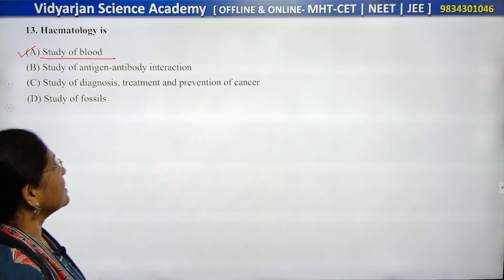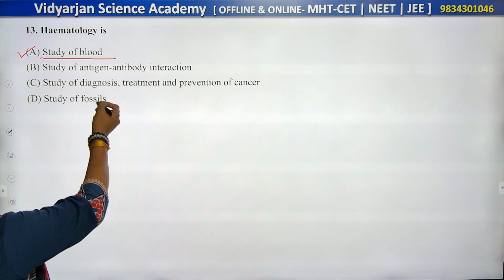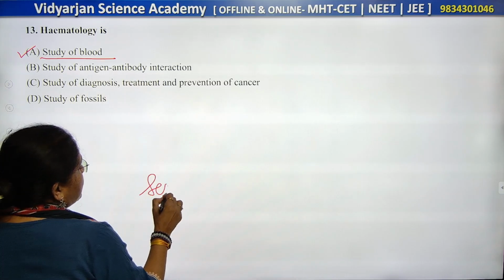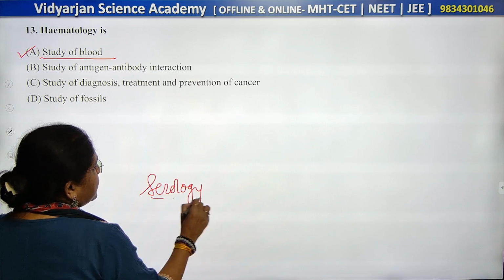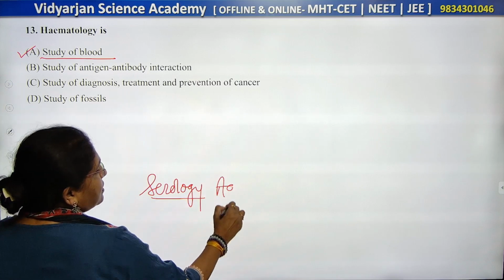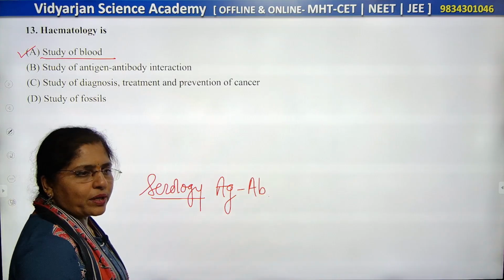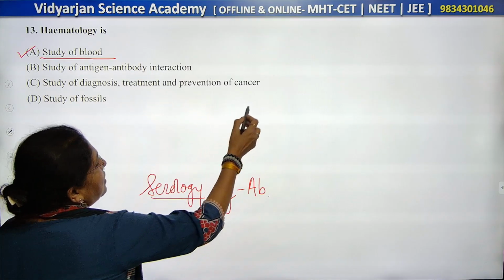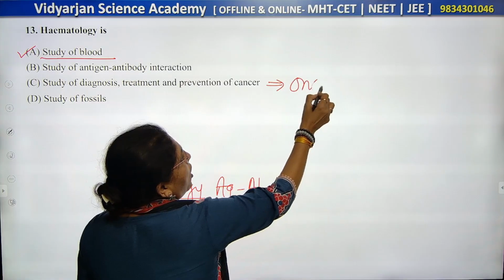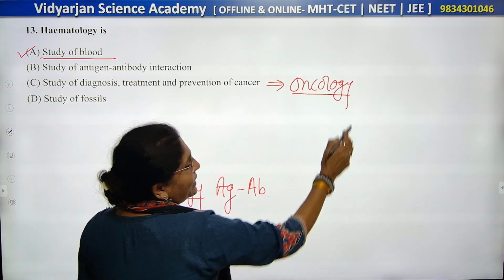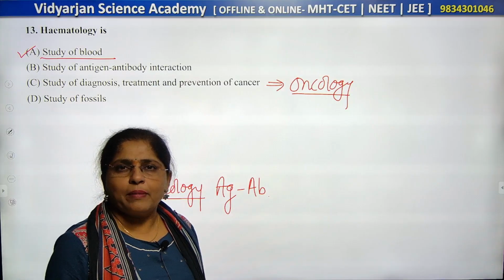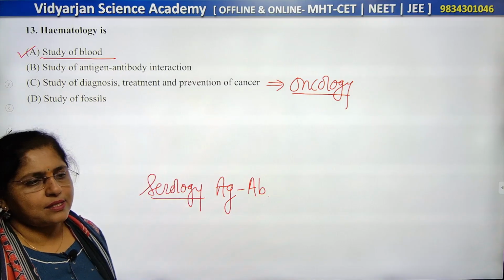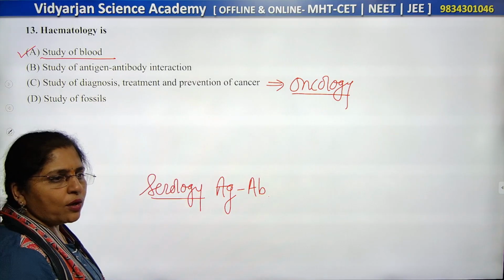Side by side you should know what is the study of antigen antibody reaction. It is called serology. It is coming under serology, antigen antibody reaction. Second is diagnosis, treatment and prevention of cancer. This is coming under oncology. You know that oncology is the branch of biology which deals with the study of cancer, its treatment and prophylaxis. Everything is studied under the title of oncology.